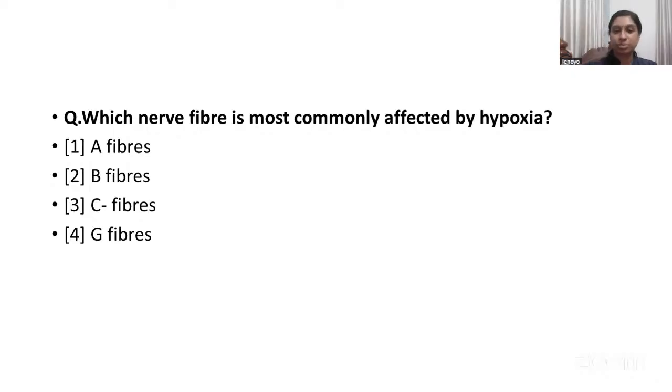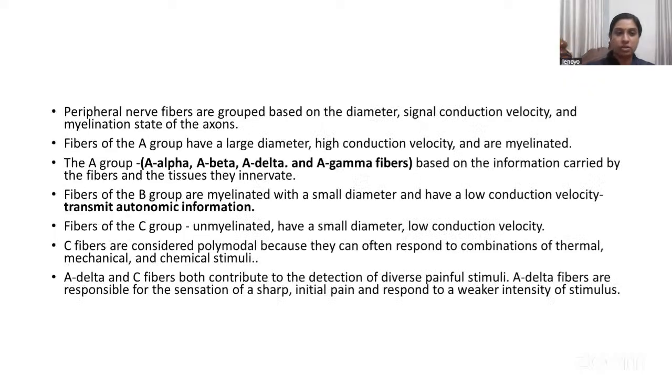Which nerve fiber is most commonly affected by hypoxia? A fibers, B fibers, C fibers, G fibers. What's the answer? That's B fibers. Basically, these peripheral nerve fibers are grouped based on the diameter, signal conduction velocity, as well as the myelination state of the axons. They can be divided into A, B and C types.